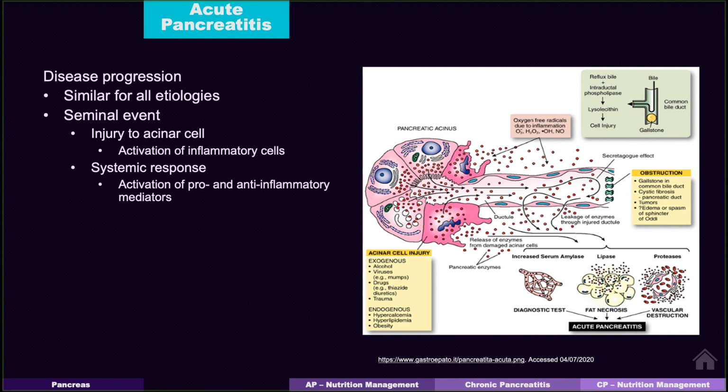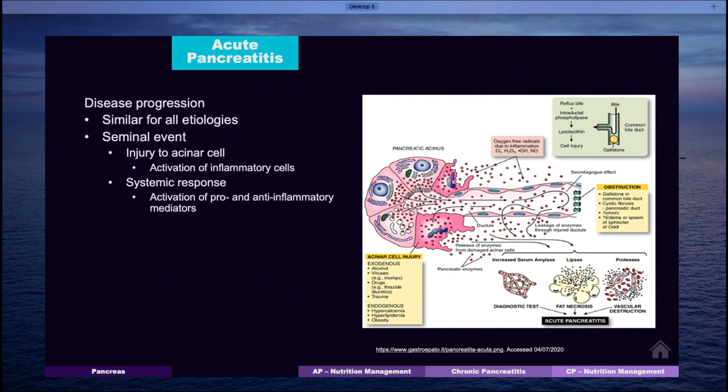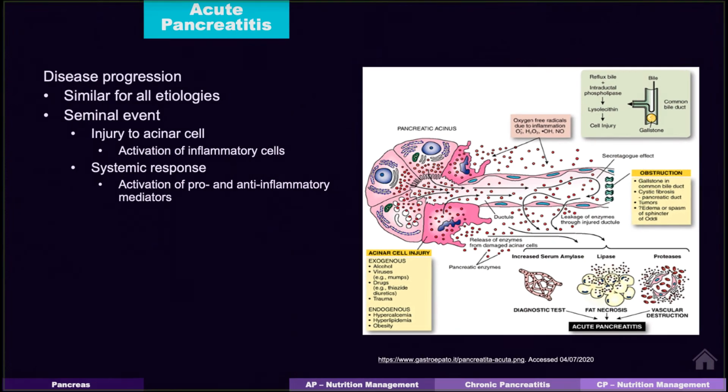Because of this, we'll see the increased serum amylase, we'll see the increased serum lipase, and this lipase is active. What it leads to is fat necrosis, and the proteases, which are now leaking beyond autodigesting the pancreas, then we see vascular destruction. And all of those have implications with recruitment of pro-inflammatory and anti-inflammatory cytokines, which lead, again, to that self-perpetuating systemic inflammatory response syndrome.